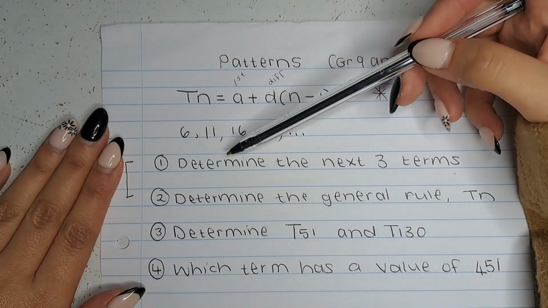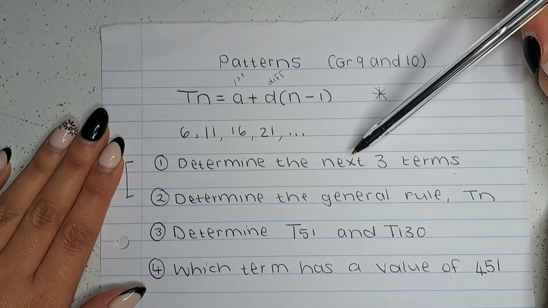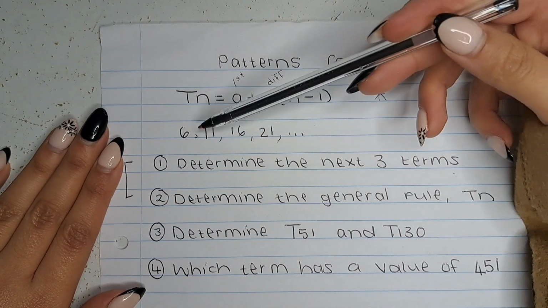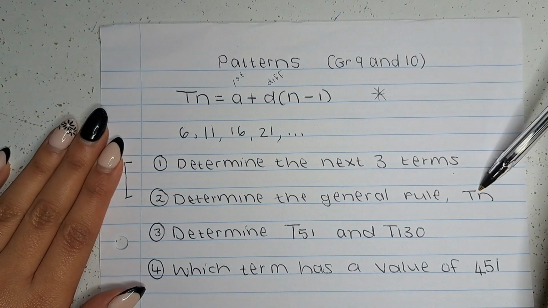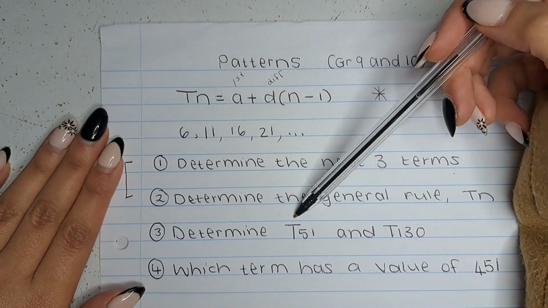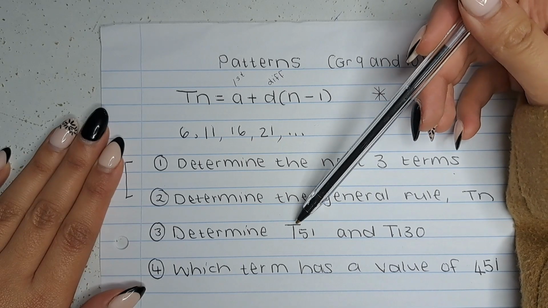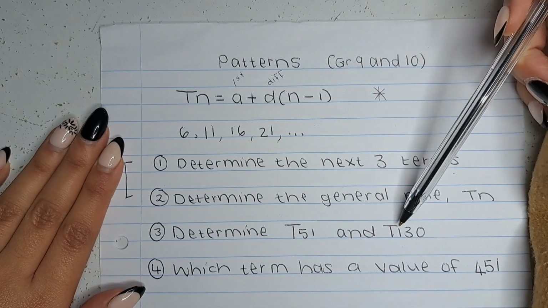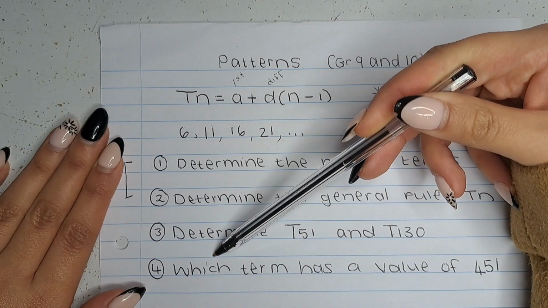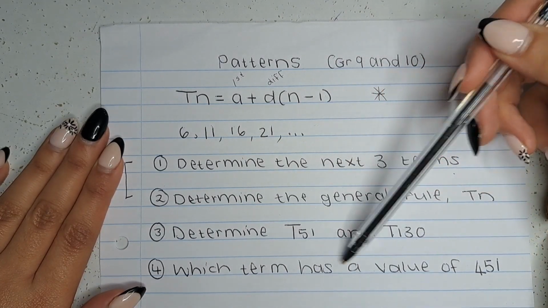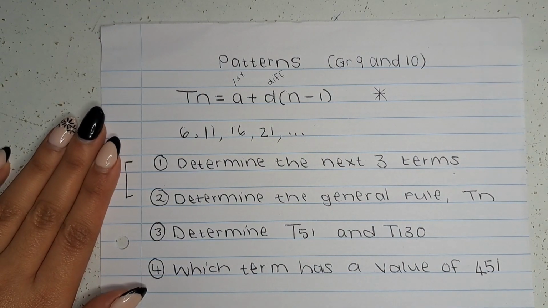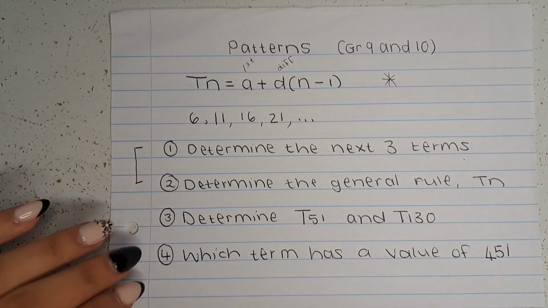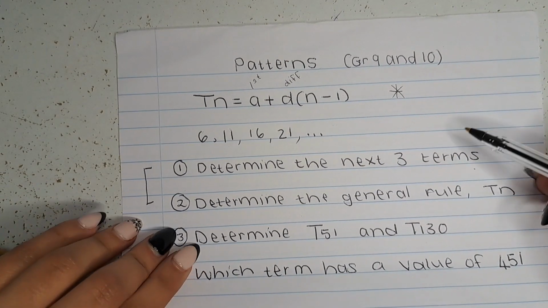Number 1, usually you'll be expected to determine the next 2 or 3 terms in the given sequence, so if you had to continue it. Question 2 is to determine the general rule, also known as Tn. The third one is to determine a specific term. So in this case, find the value of term 51 and term 130. And then the last one, generally, which term has a value of 451? So now we're working backwards. Alright, I want you to pause the video and give these a try, and then we will get into the questions.